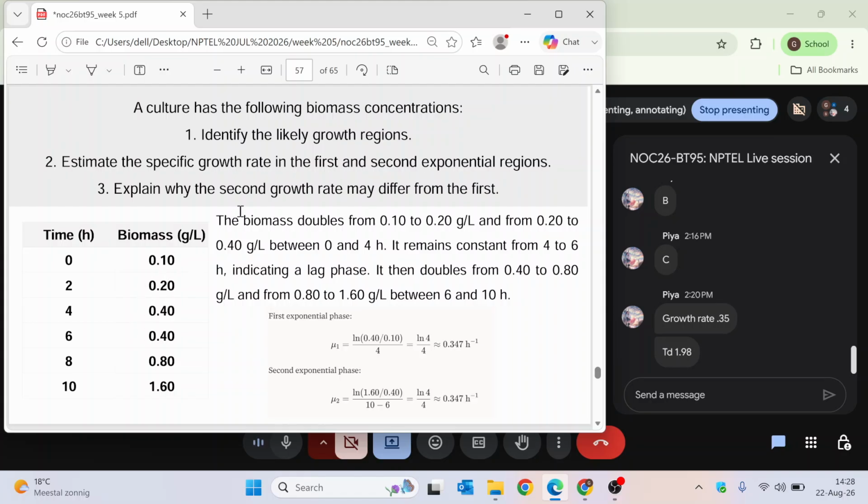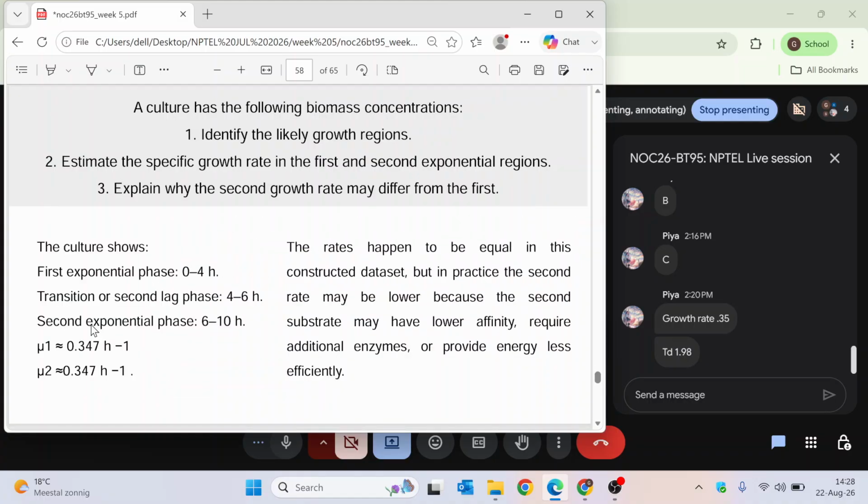So here there is an exponential growth, and here again there is a lag phase, a plateau, and again it increases, like from 0.4 to 0.8 to 1.6. So the first exponential phase is 0 to 4, and then here you have one more exponential phase. The lag phase here is the 4 to 6 hours, that is the lag phase.